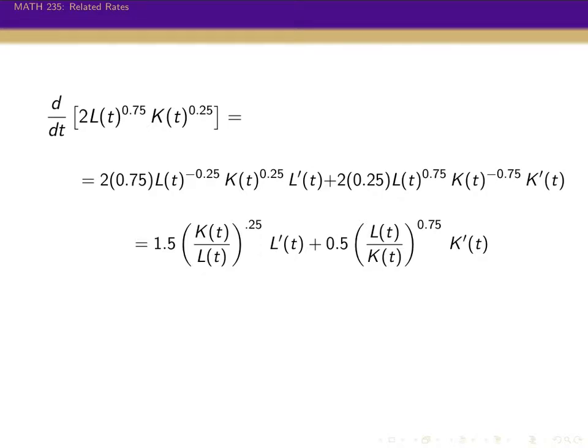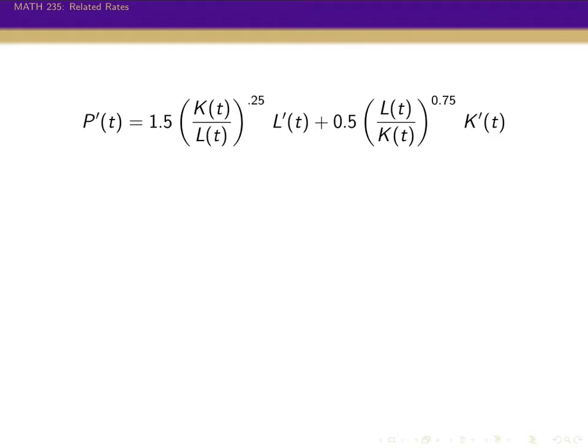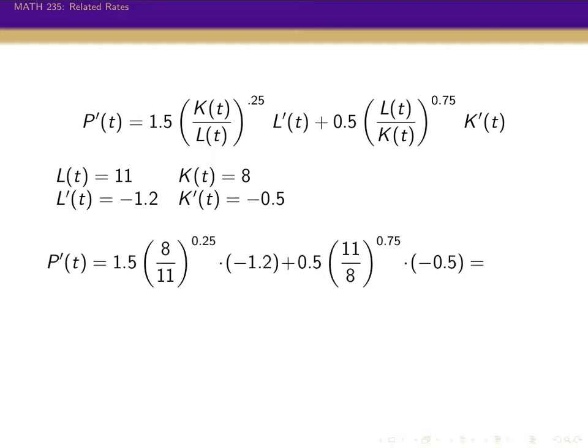And so everything here is in terms of L, K, L prime, and K prime, and we know all of those values. So to get P prime, we just have to plug these values in. And so we plug them in, and we get P prime is equal to 1.5 times (8 over 11) to the 0.25 times minus 1.2, plus 0.5 times (11 over 8) to the 3/4 times minus 0.5. Plug this all into a calculator, and out spits minus 1.98.